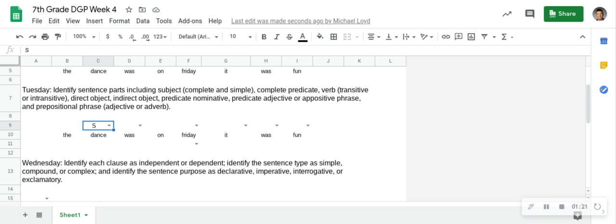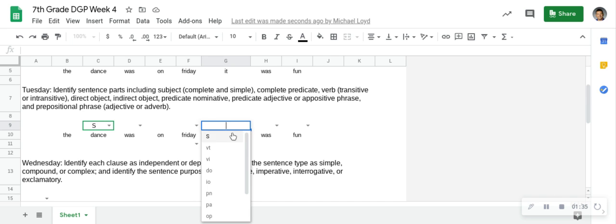Okay. So you're saying, and I'm just repeating what Baylor says, Baylor is saying that because it says the dance was on Friday, it sounds like there would be a natural split between Friday and it. Okay, so it does become our simple subject.